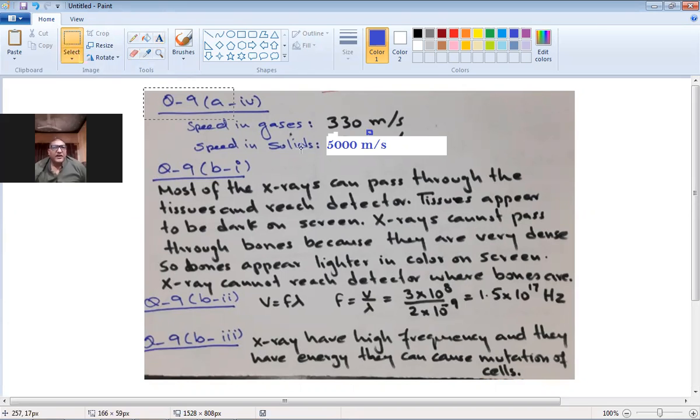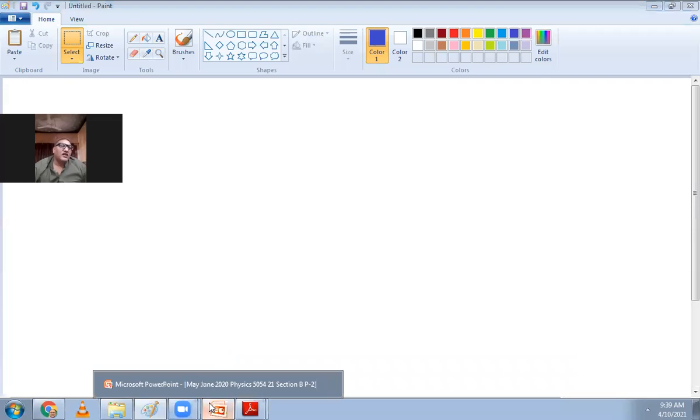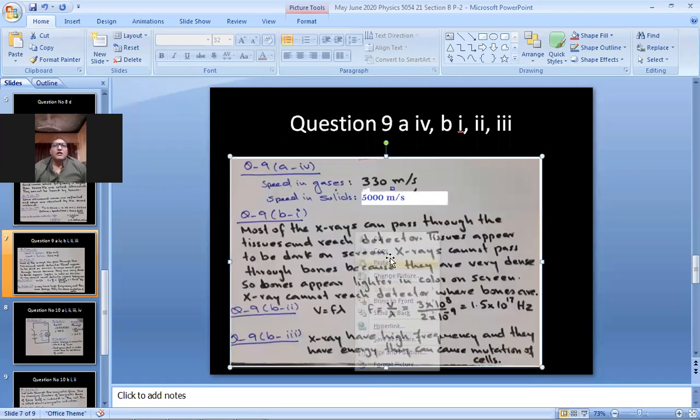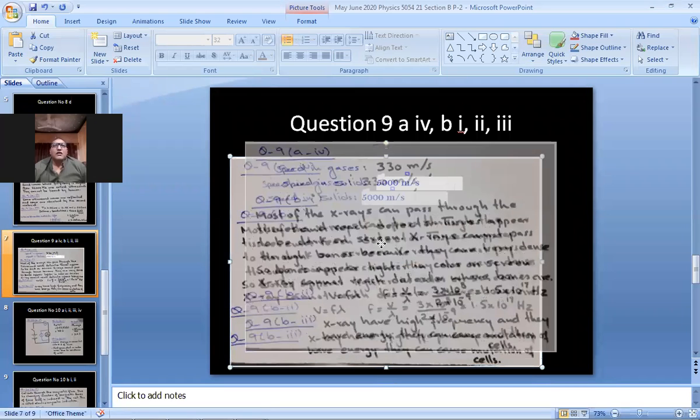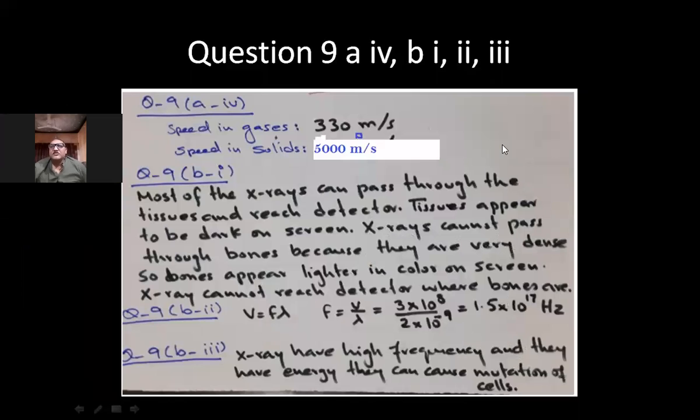So the speed of the ultrasound is 5,000 meter per second in the solids. It's the speed of the sound in the railway tracks, in the iron.